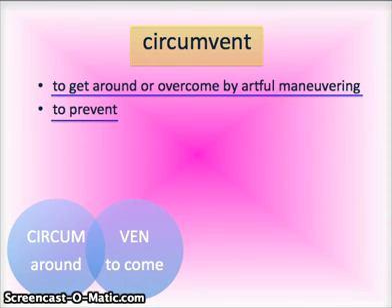Our last word is circumvent. It comes from circum meaning around and ven meaning to come, so to come around. And we don't really use it meaning to come around. We do use it meaning to get around or overcome by artful maneuvering, or to prevent. So if you've ever heard someone talk about circumventing the rules, it means that you're going to find some way around those rules. And we're going to quickly look at two different examples of this. One that's a little bit funny and one that's pretty serious.